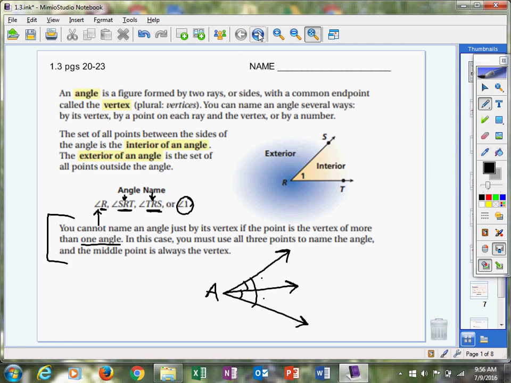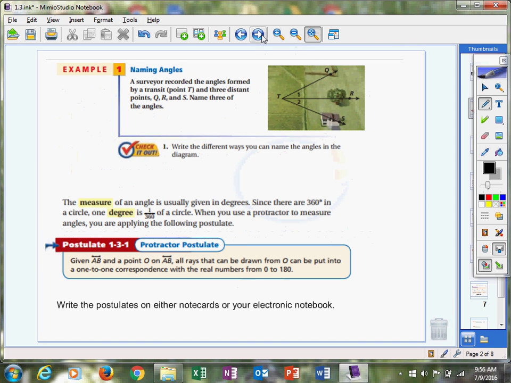So let's flip the page. Here we go. Let's look at example 1, naming angles. A surveyor recorded the angles formed by a transit, which is point T, there's your vertex, and three distant points Q, R, and S. Name three of the angles. I'm just going to use the letters, and then I'm going to use the check it out to do all the other ways that we could do it.